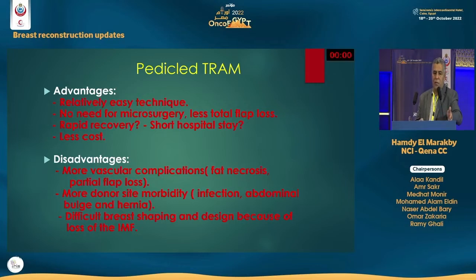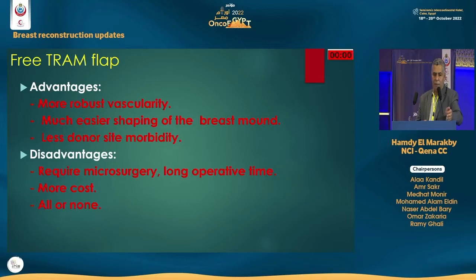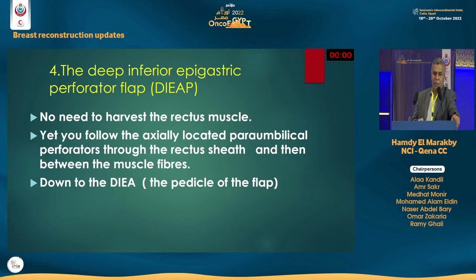In the old days, we did not have this luxury. Patients didn't like surgery to the contralateral side. Patients didn't like silicone or something like that. So we were cornered in the reconstructive method and technique. Free TRAMs: more robust vascularity, much easier shaping, less donor site morbidity, but it is all or none, and you may end up with failure that amounts to partial or total loss of the flap because of some bad technique or bad patient selection.